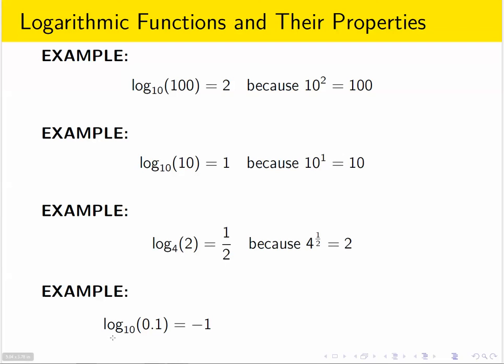Finally, what if I want the logarithm base 10 of 0.1? Well, that value is -1, and the reason is a -1 exponent is the right power of 10, because a -1 exponent gives me a reciprocal, and a reciprocal of 10 is 1/10, which is the same as 0.1. So the power of 10 I need to get 0.1 is -1.